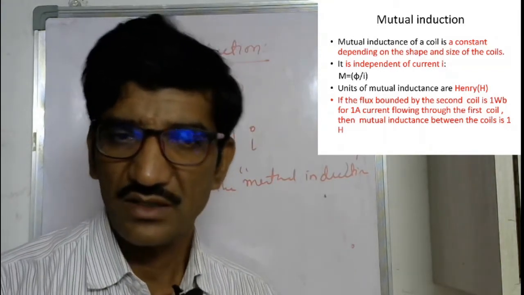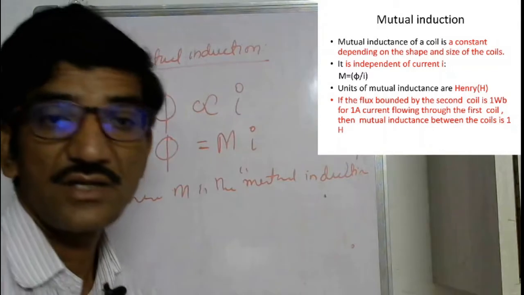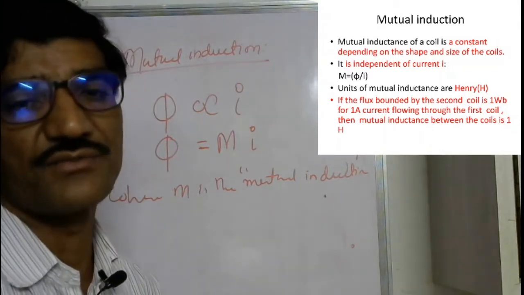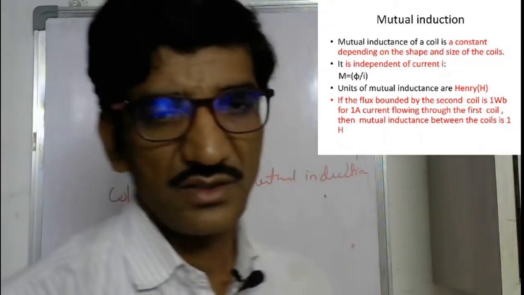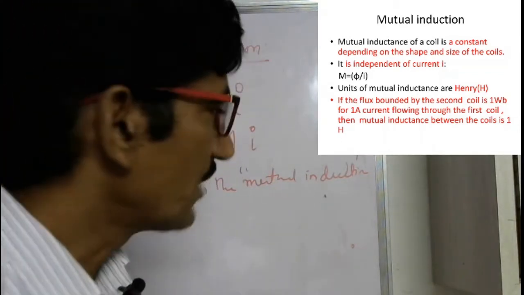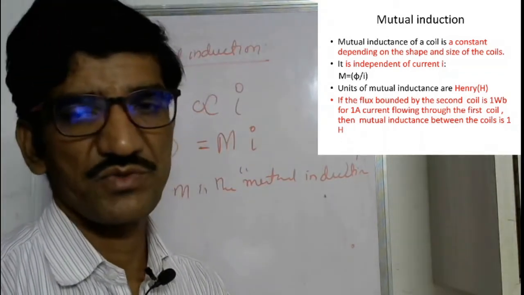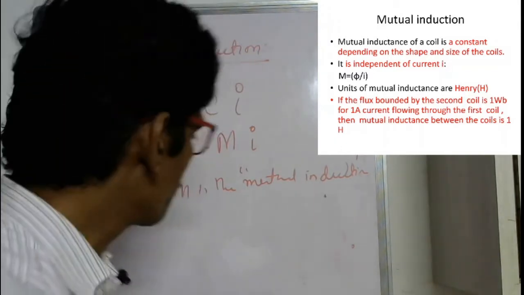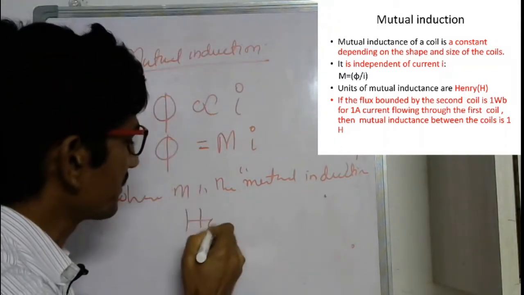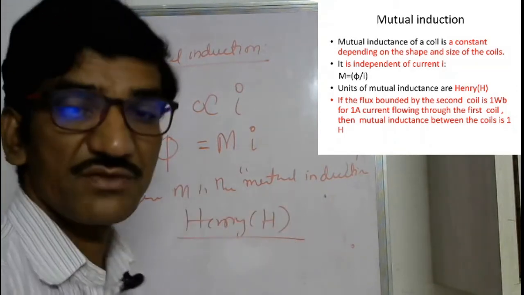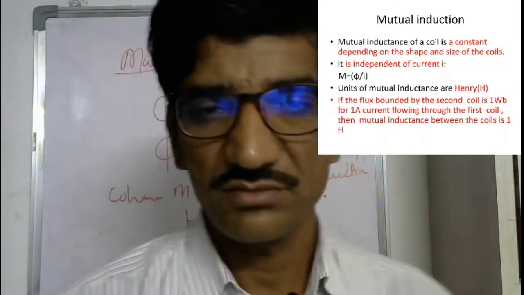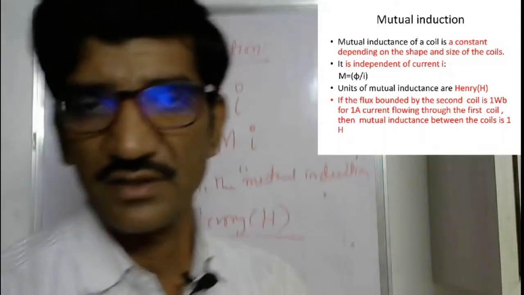Then you may ask, what are the units of this mutual inductance? It is also an inductance, so we have the same units for mutual inductance as well. What are those units? Henry, H. So the units of mutual inductance are also Henry.